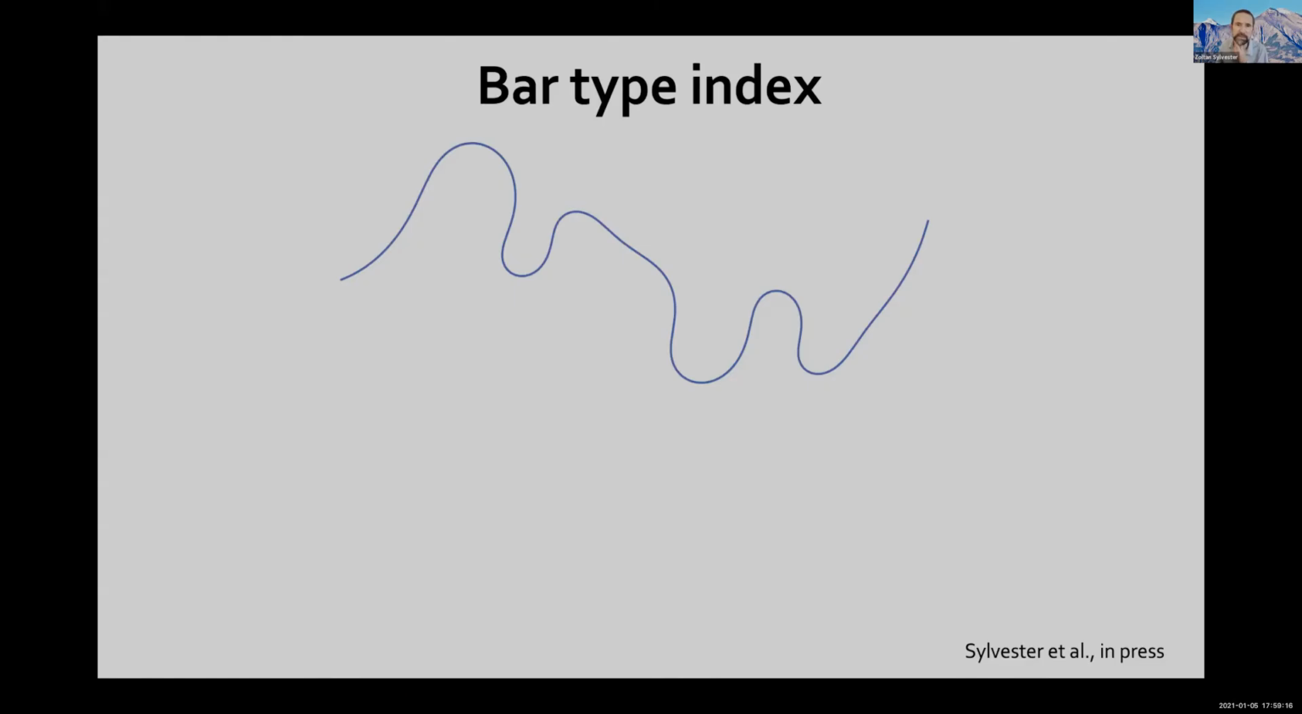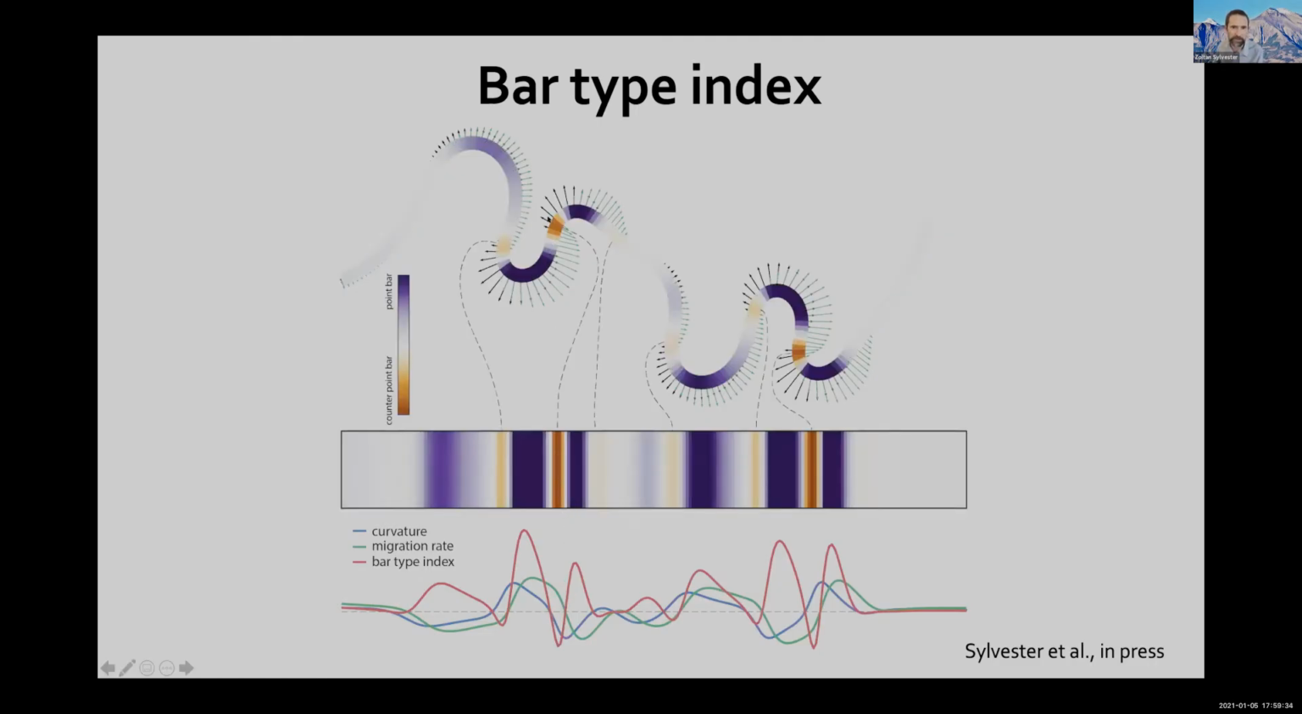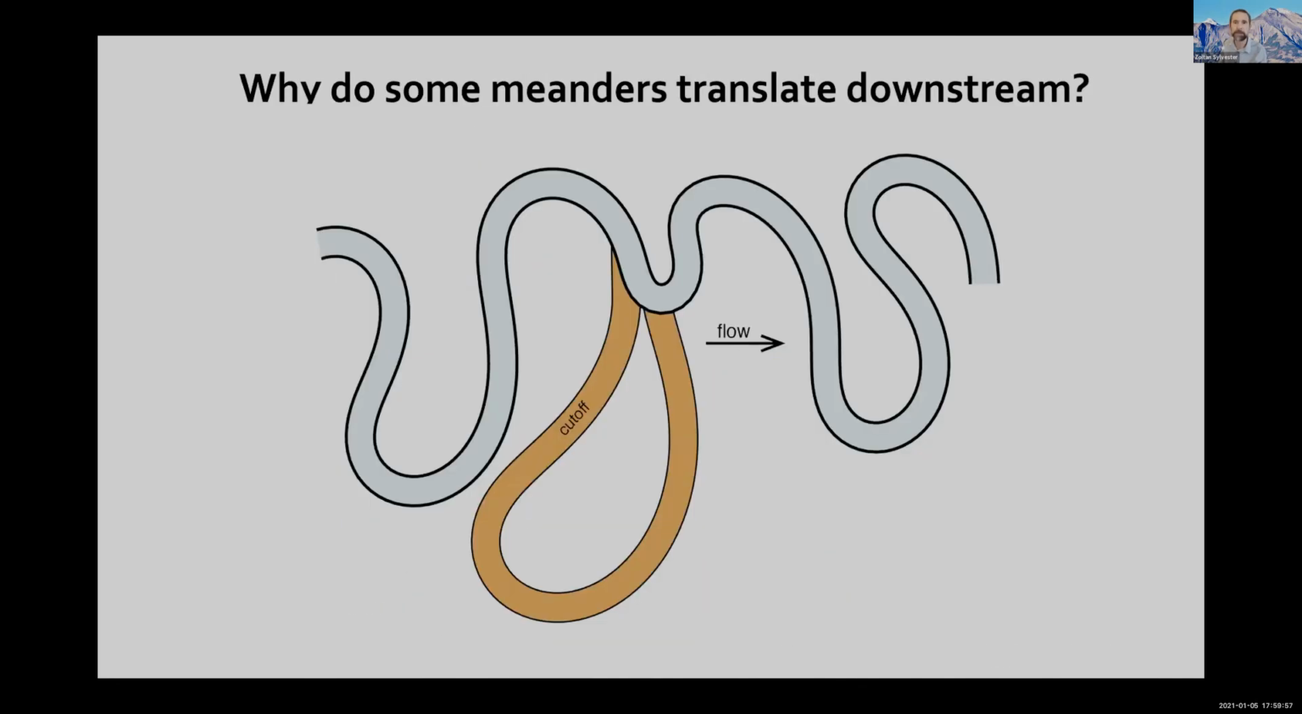And in order to explore this concept in more detail, we introduced this idea of a bar type index, where you simply combine curvature with migration rate by taking the product of the two, and that's the red line. So when the red line, the bar type index, goes negative, that's where you have counterpoint bars. So the brown spots on this channel are the locations where you expect the development of counterpoint bars and everything that goes with them. Again, this is a fundamental part of meandering. You cannot make meandering work without places on the channel that have this kind of relationship between migration and curvature.